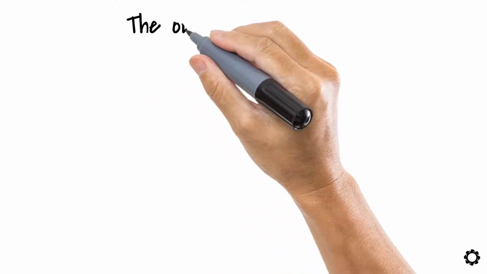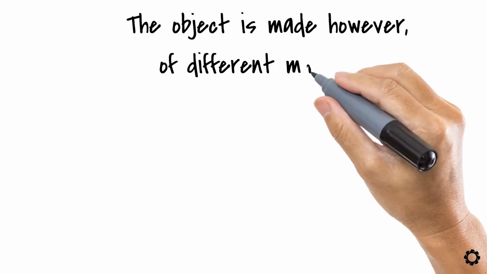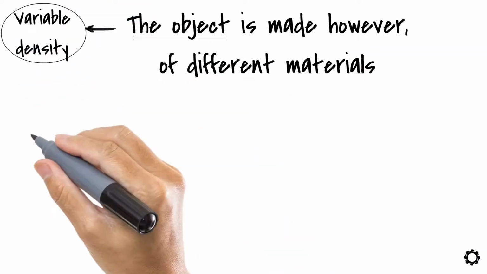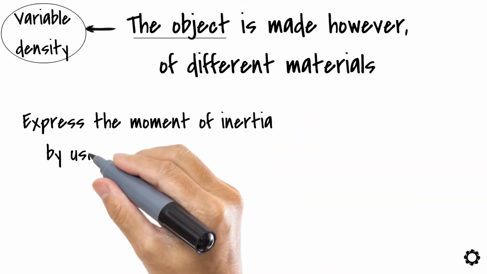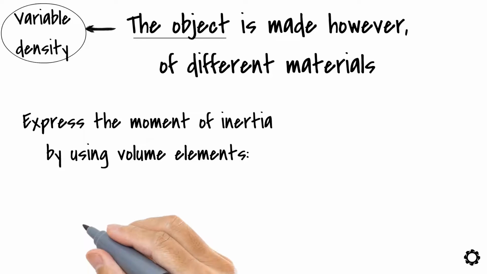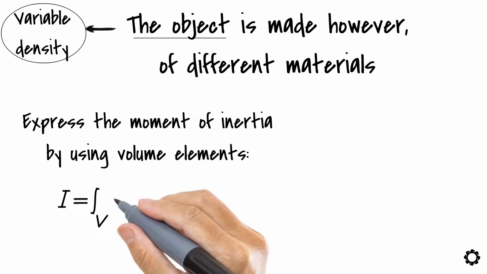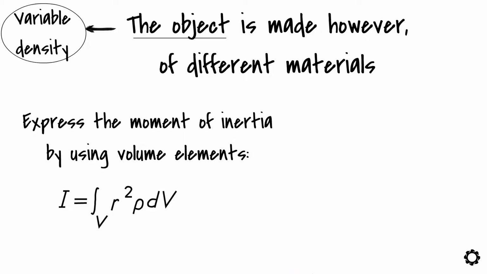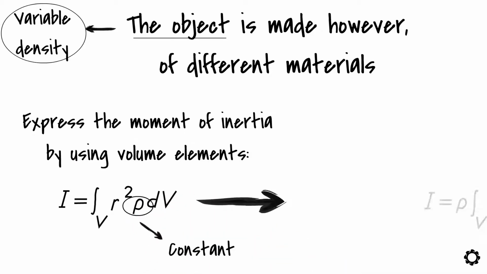Most often, the object is made, however, of different materials, which causes the object to have a variable density. In this case, we can express the moment of inertia by using volume elements for integration as follows. I equals integration over v of r squared times rho times dv. In case of density rho being constant, we can move rho in front of the integral.